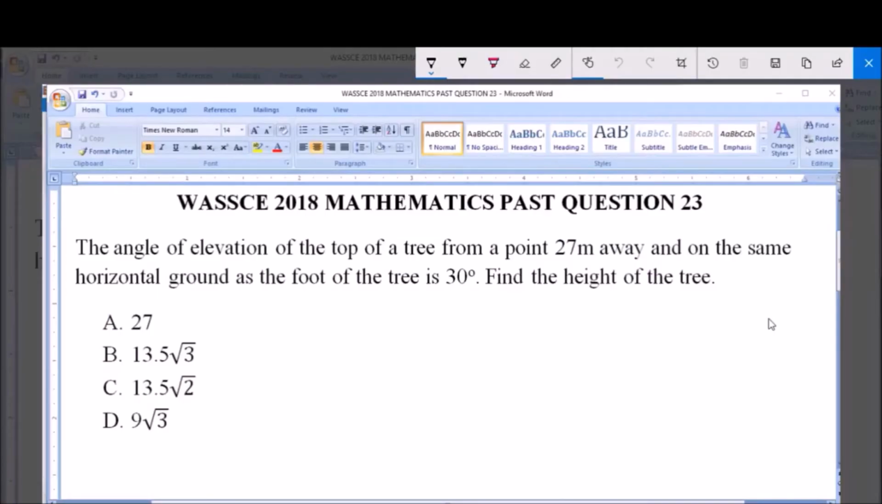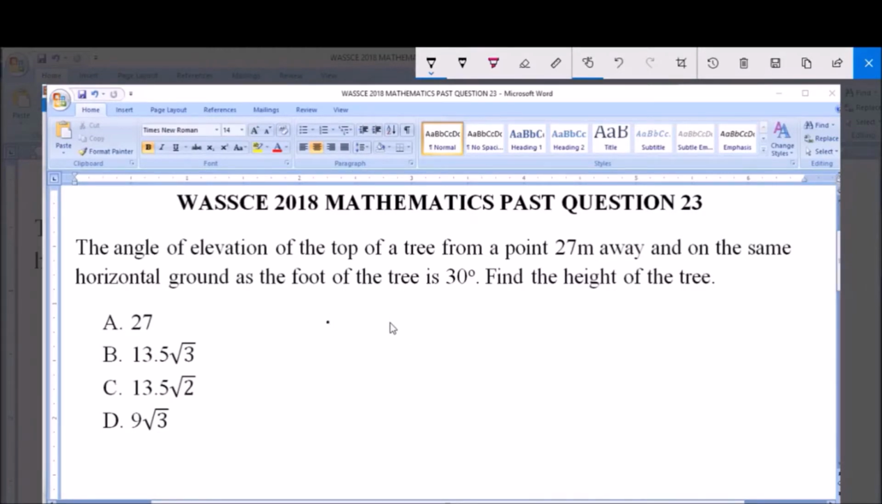I'll be answering WASSCE 2018 Mathematics Past Question 23. The angle of elevation of the top of a tree from a point 27 meters away and on the same horizontal ground as the foot of the tree is 30 degrees. Find the height of the tree. A: 27, B: 13.5 root 3, C: 13.5 root 2, and D: 9 root 3.